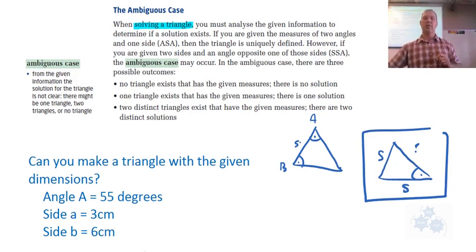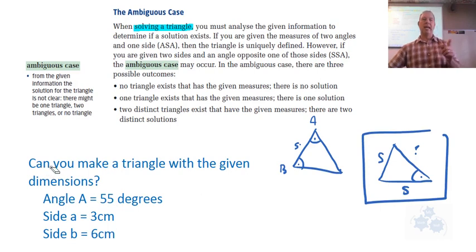We need to actually check a few things. So here's an example. Look at this one. Can you make a triangle with the given dimensions? So angle A is 55, side A is 3, and side B is 6.